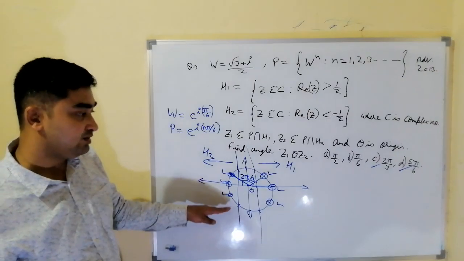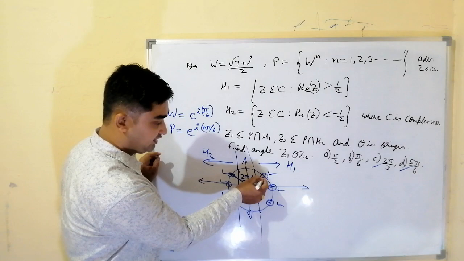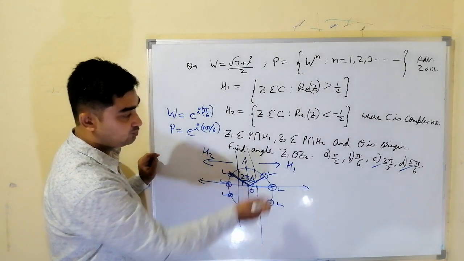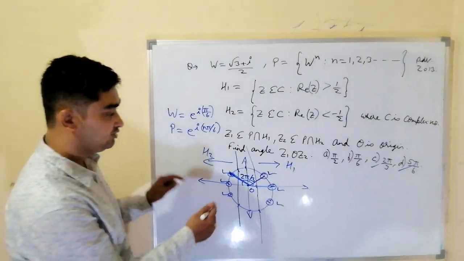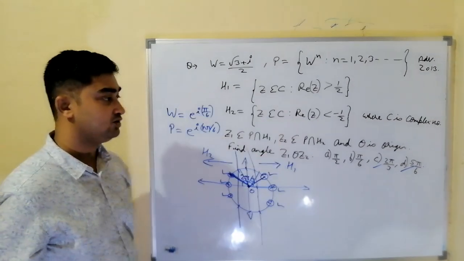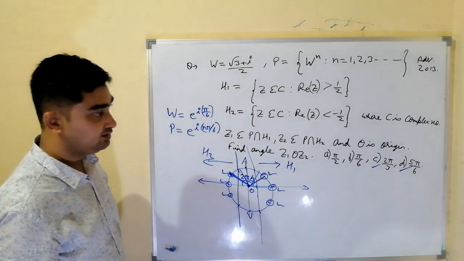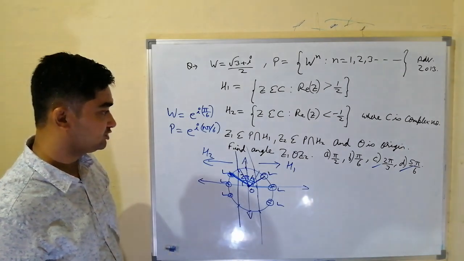But answer can never be less than pi by 2. Why? Because minimum angle is this, which is itself 2 pi by 3. So less than that not possible, because you cannot come in this region. So there are only 2 answers, 2 pi by 3 and 5 pi by 6. So this is the solution.